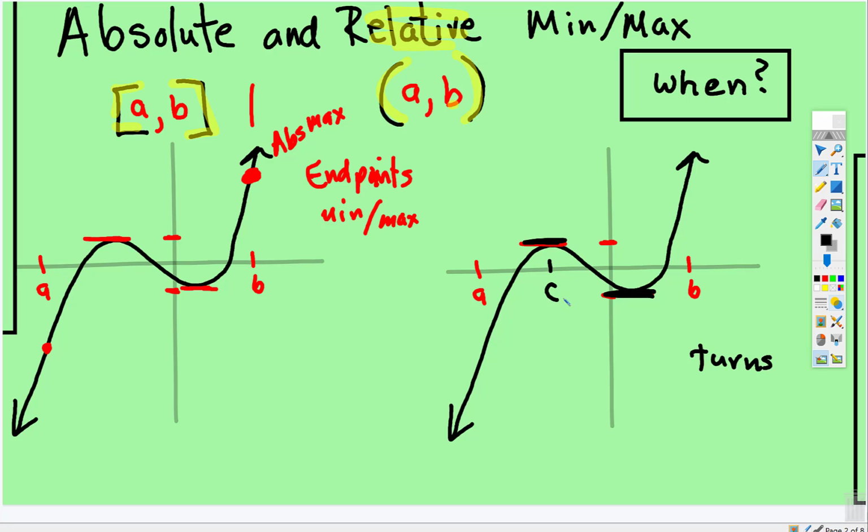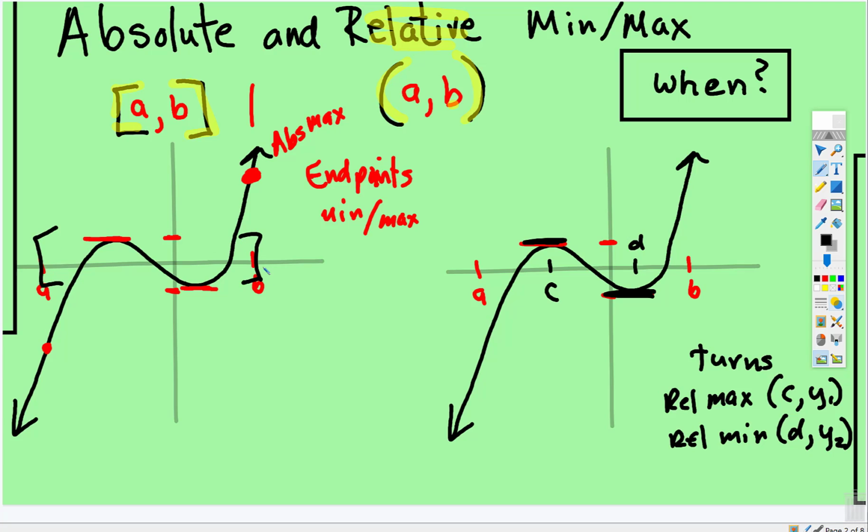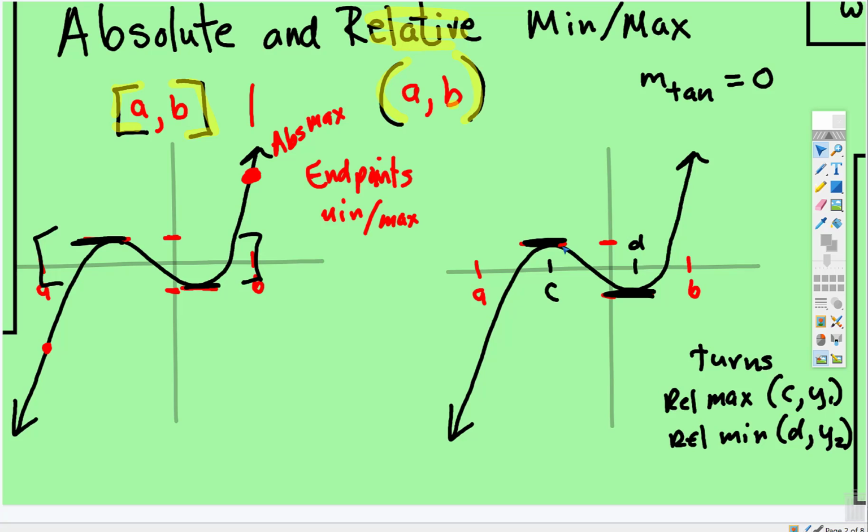So whatever, I'll call that C and I'll call that D. So in this case, a relative max would be at C comma Y, and our relative min would be at D comma its Y. So I'll call that Y1, Y2. So absolute is when you include the endpoints, and relative, right? And the turning points, remember, first day that we talked about derivatives is when the slope of the tangent line is equal to 0.